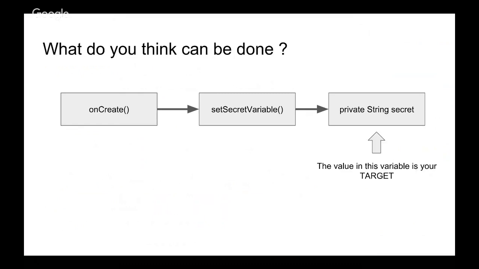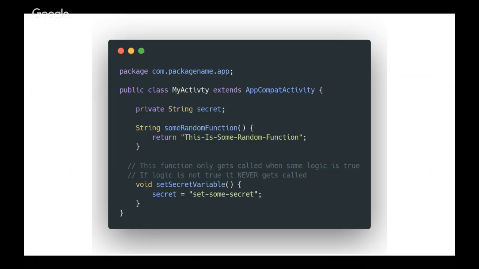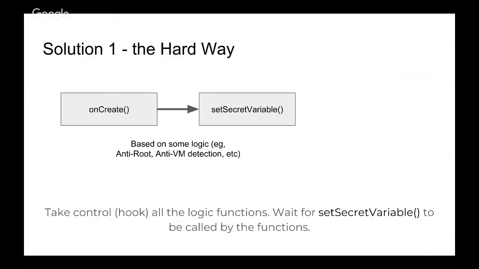What do you think can be done right now? The private string secret is going to have whatever you require, the secret message or secret keys, what you are targeting. This can be the logic. So you have some random function which has nothing to do with the set secret variable. The set secret variable function accesses secret and sets it to some value. How are we going to do this? There are two solutions. One, the hard way, and the other, obviously, the easiest way.